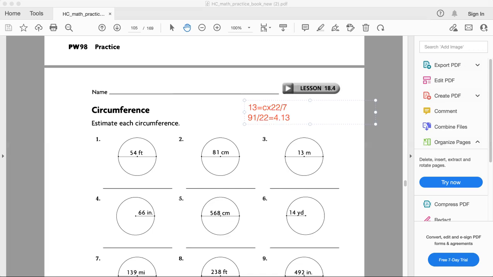Excellent. Tuhin, 4.13 meter. Okay, tell me number 4, Tuhin. Ma'am, 66 into 7 is 462. Just a second, Tuhin. Only the radius has been given. How will you find out the diameter? Remember, multiply by 2. Very good. Do it. Ma'am, it is 132. Very good, 132. Then what will you do?